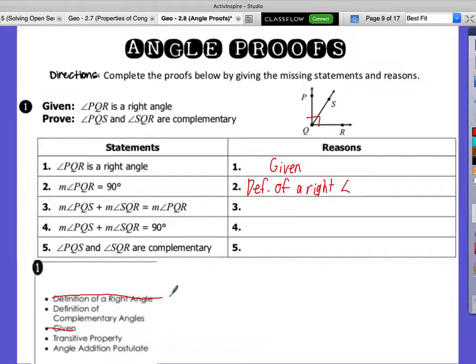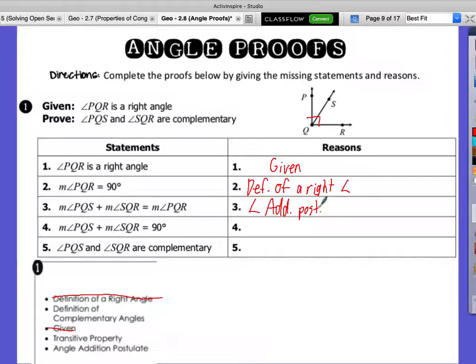Okay? So then we kind of take a slight turn. We say, hey, measure of angle PQS, it's right here, plus measure of angle SQR, add up to measure of angle PQR. We did the part plus the part equals the whole thing. What tells us we can add two parts to get the whole thing? Great. Angle addition postulate? Couldn't be more right. Angle addition postulate.